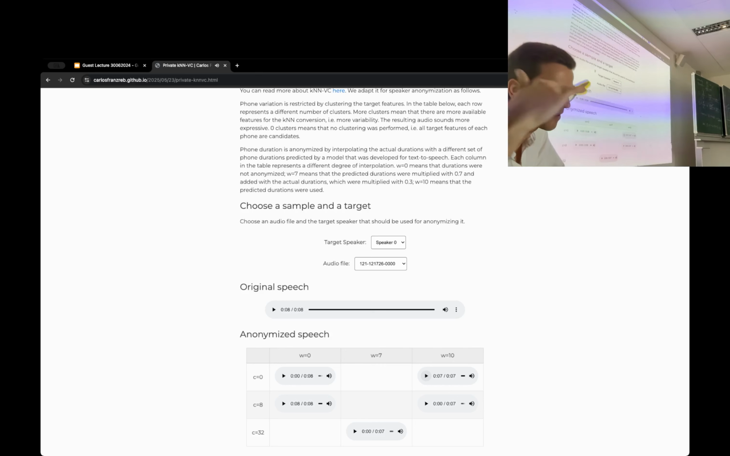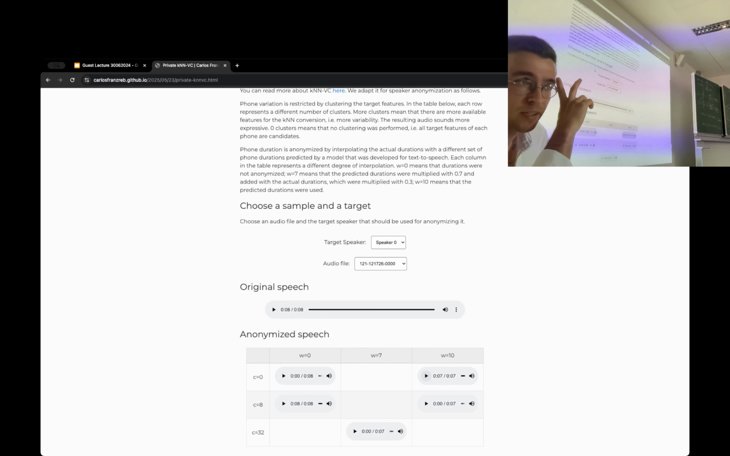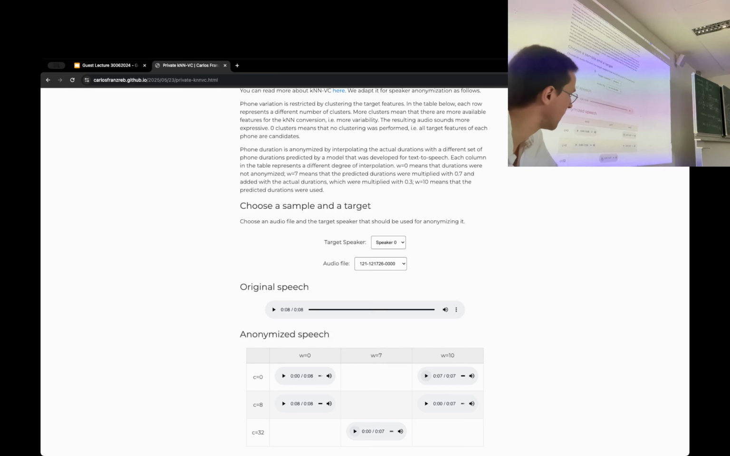So here the expressiveness is preserved, but we are changing the phone durations. And this leads to weaker anonymization than anonymizing expressiveness, but certainly improves privacy according to the evaluation. And then you can also combine the two in different ways, but this is a good middle point.